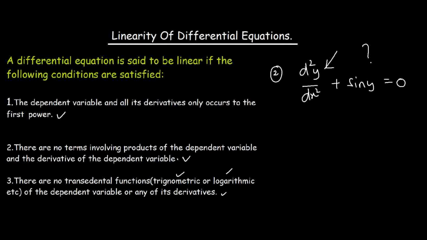Okay, so this condition is satisfied, because the dependent variable and all its derivatives only occur to the first power. The derivative of the dependent variable that we have here is occurring to the first power. Second, there are no terms involving products of the dependent variable and the derivative of the dependent variable. This condition is also satisfied because there are no products of the dependent variable and any of its derivatives in this equation.